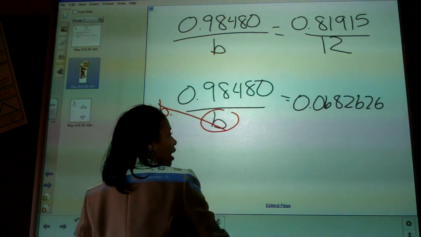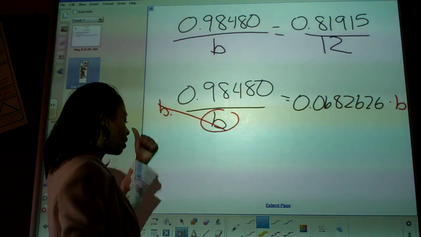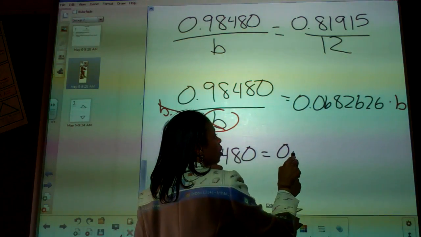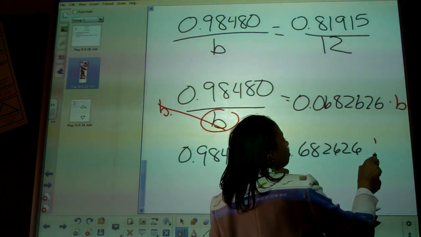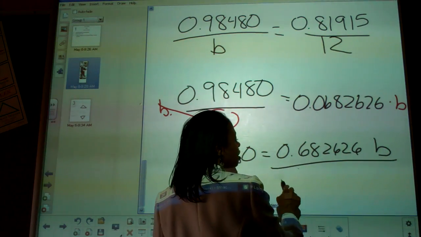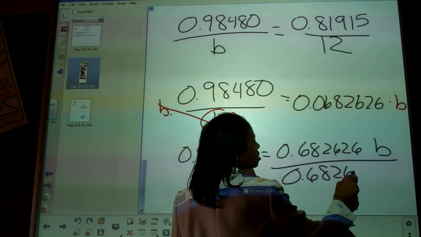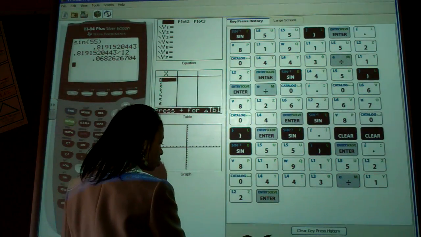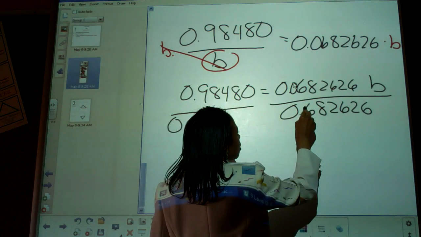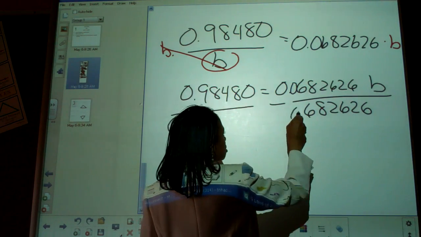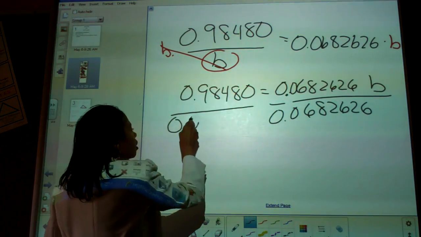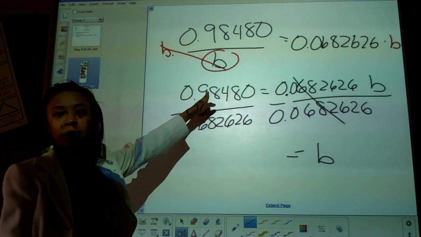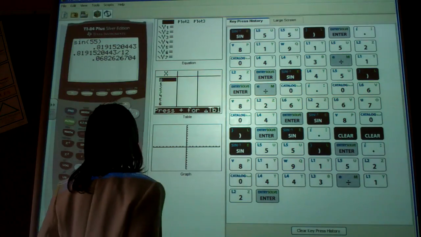Okay, and I multiplied B on both sides, so times B. What am I left with on the left side? This digit here, 0.98480 equals 0.068266B. I need B by itself, so I'm going to divide both sides by this number, 0.068266. Divide that on both sides. That will cancel out, leaving us with B on the left. This number divided by that number there, and my calculator will give me some real number.